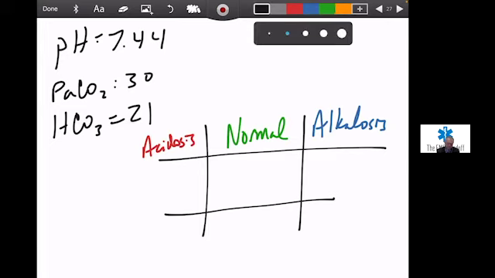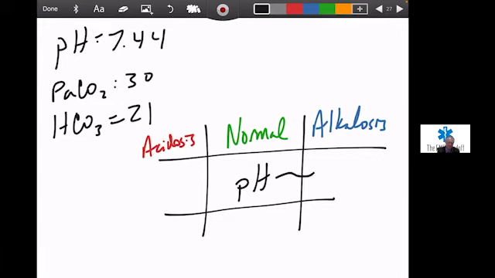So the pH of 7.44 is normal, but slightly leaning toward alkalosis. We'll kind of recalculate it, and we're going to put an arrow pointing that way because we know where it's trying to go. And now the PaCO2 of 30 is abnormal. So we place the PaCO2 over here because it is less than 35. And the HCO3 of 21 is abnormal, and they've eaten up that bicarb, makes them acidic. So we place the HCO3 over here.